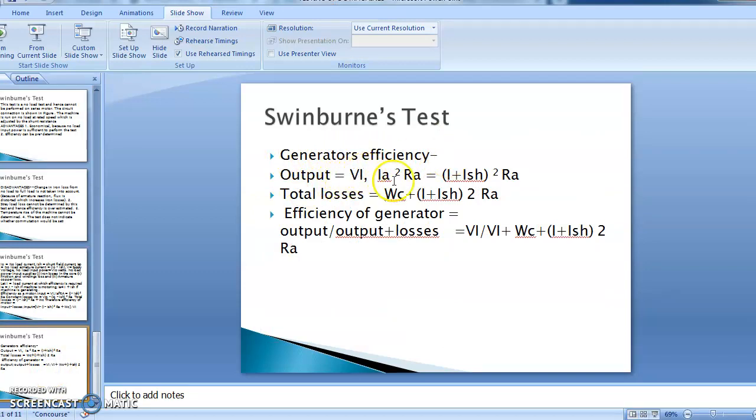Here the output is VI. Similarly, we can use the same equation for the corresponding armature losses. So the total losses will be here, and the efficiency of the generator will be output by output plus losses, which is equal to VI by VI plus WC plus (I plus ISH) square into RA.